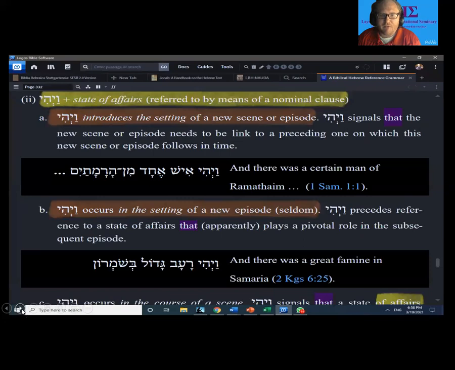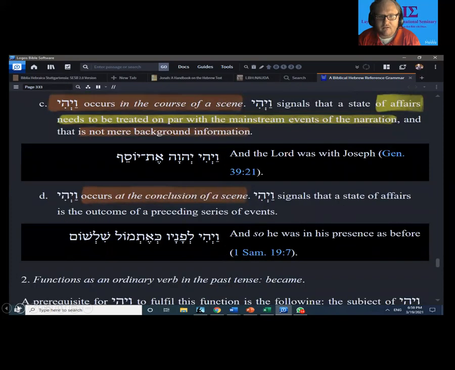And so the quote from here is talking about Vayihi plus a state of affairs, referred to by means of a nominal clause. So it gives some options here. It introduces the setting of a new scene or episode. It can occur in the setting of a new episode, and it occurs in the course of a scene, or occurs at the conclusion. So a couple options there. But this is the one that Baylor was referring to. It says, Baylor handbook, it says, be treated on par with the mainstream events of the narration. So it's occurring in the course of action.